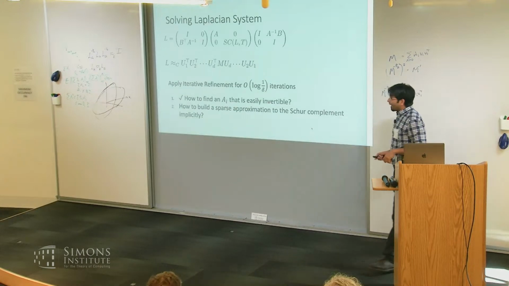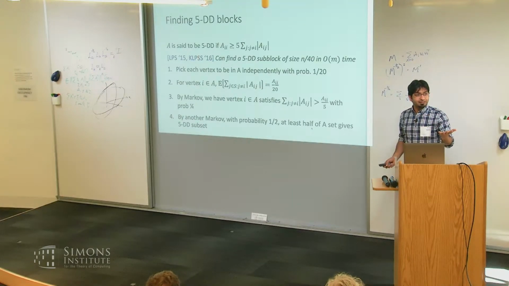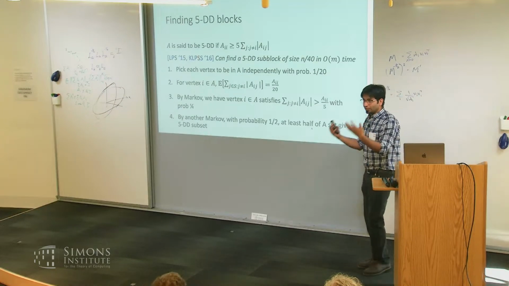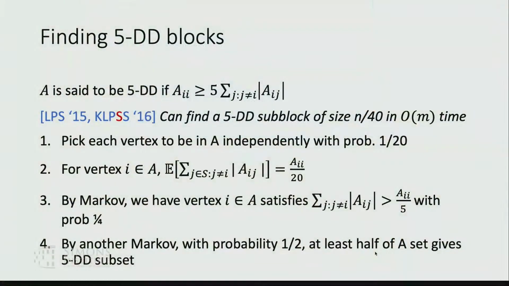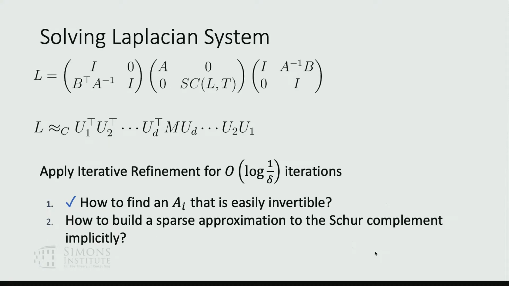So I've specified how to find these large 5DD matrices. You can invert them quickly because the diagonal is a good preconditioner, right? So that checks one key requirement we wanted. The only thing missing is how do you build sparse approximations to the Schur complement implicitly?